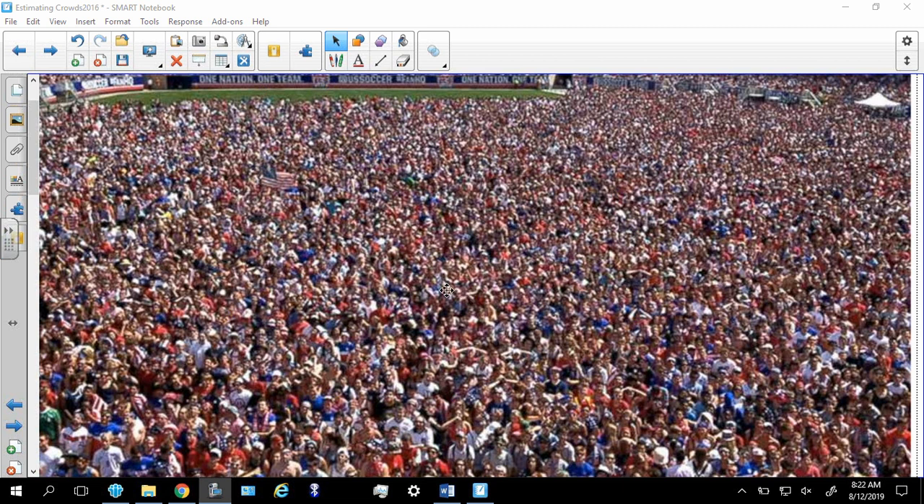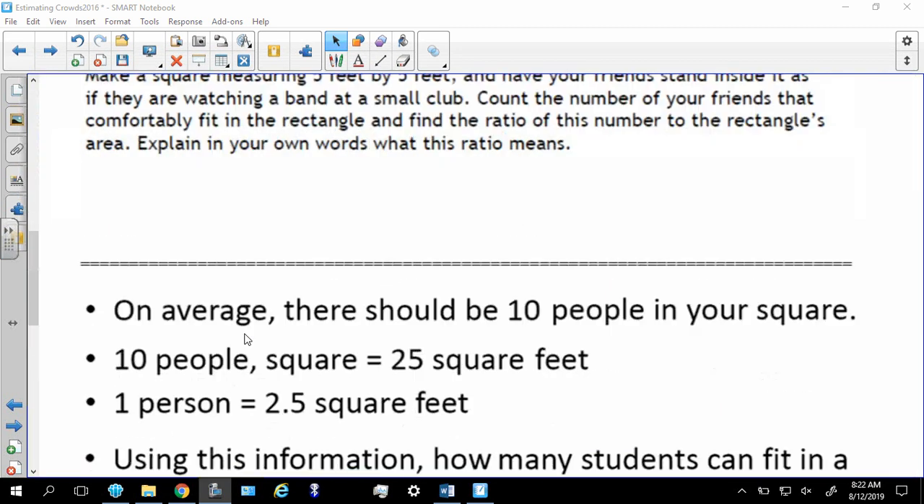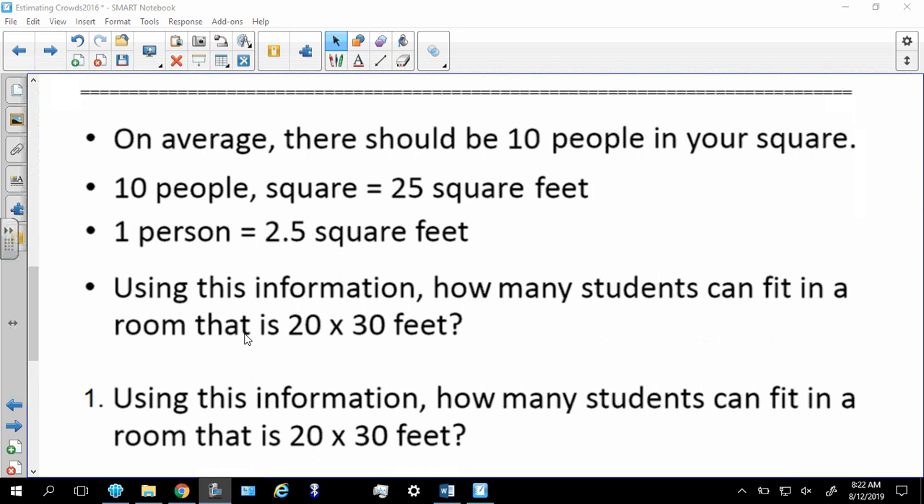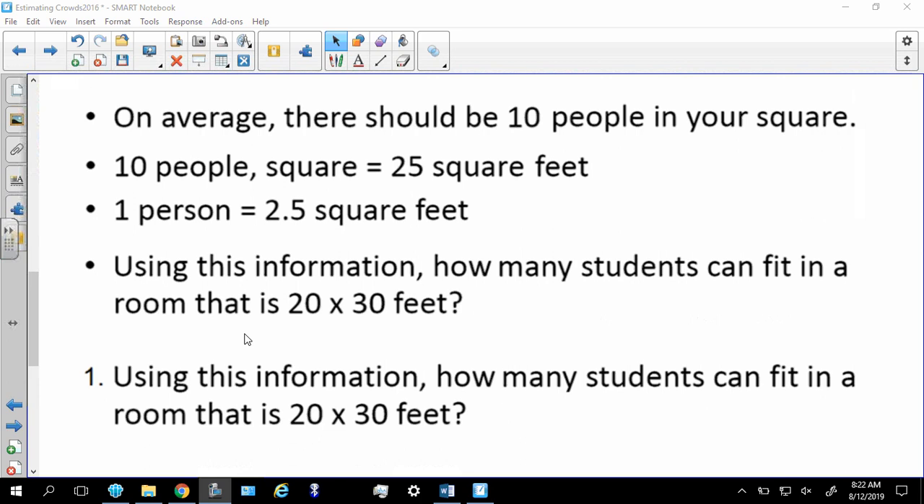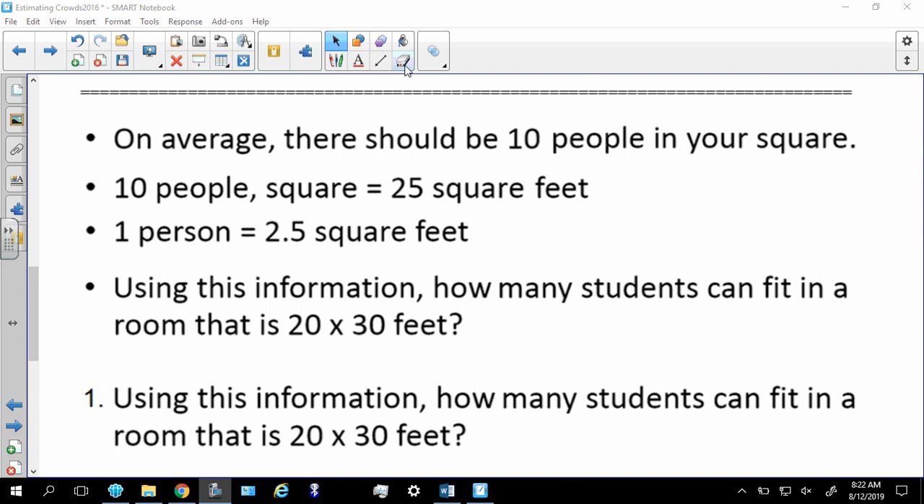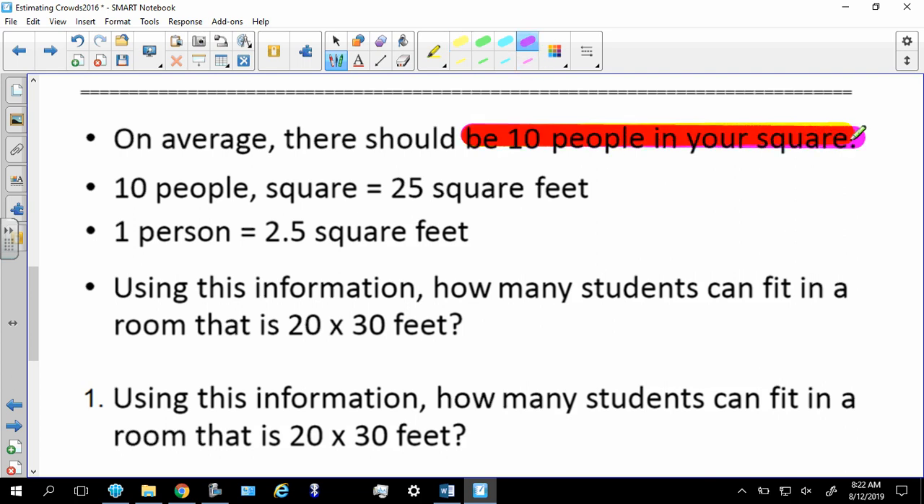All right, so again, when we talk about estimating crowds, I need you to think about a whole bunch of people in a big space. I'm going to jump around this worksheet that we were given so we can get through this as quickly as possible. Here we go, just a couple of things. This is what we're going to focus on: 10 people, and the square is 10 square feet.